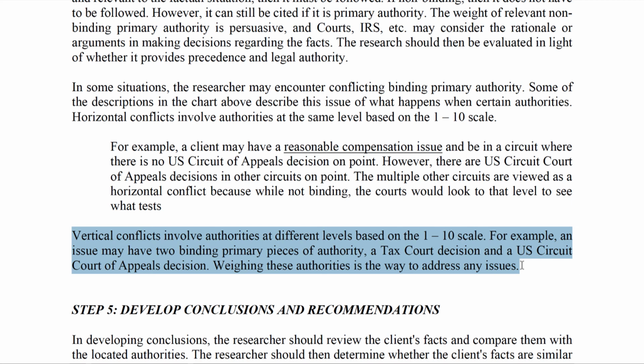But maybe the tax court decision still might be relevant, because tax court decisions tend to get more into the nitty-gritty details of facts, versus Circuit Court of Appeals decisions, which focus on more broad holdings. So the idea there is, well, can they still be in line? If not, you obviously have to go to the U.S. Circuit Court of Appeals, which could take precedence over the matter.